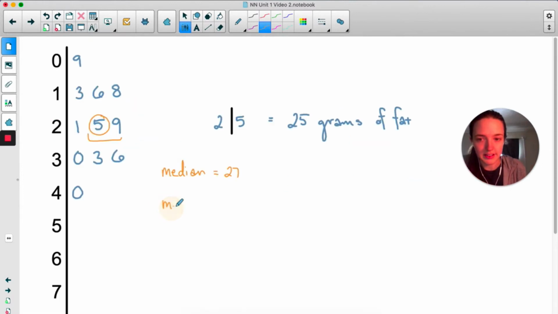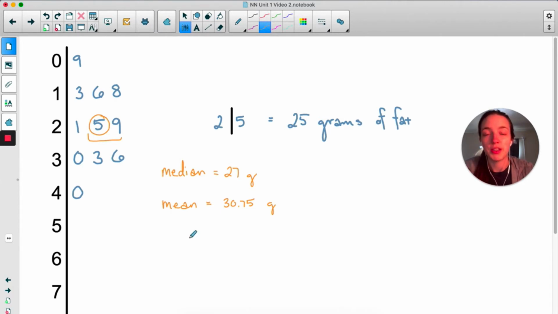I calculated it so you don't have to. The new mean is 30.75. Remember the one before was 24.55. So the median increased by 2 grams and the mean increased by about 6. Now, is that a big difference? We're talking grams of fat, maybe not.